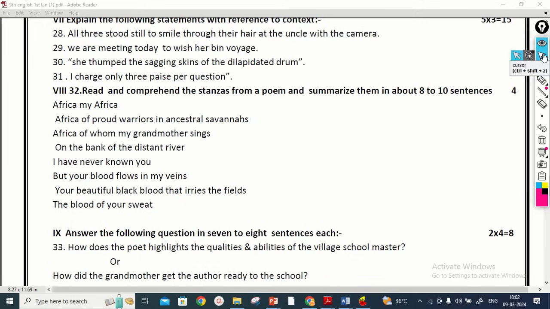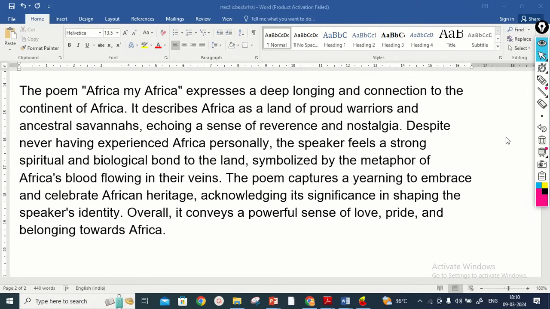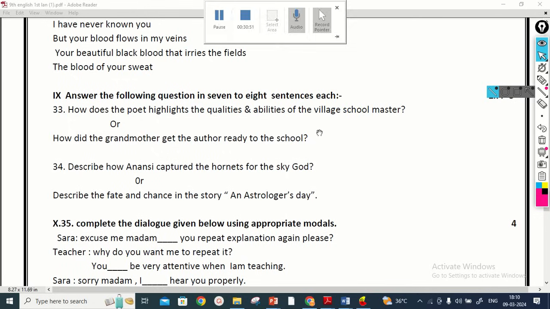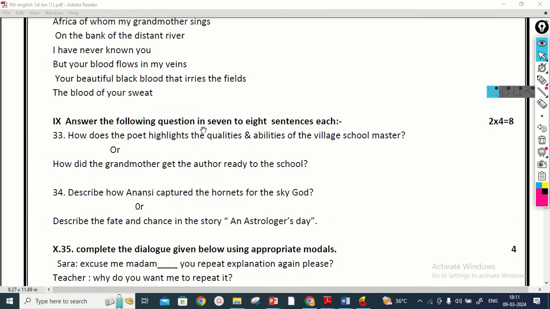If I try to write this summary, so students, this is the summary for the poem. You have to follow this summary. So by copying this one, we have to write the summary of that poem. Then it is: answer the following questions in 7 to 8 sentences each. You have to answer these questions in 7 to 8 sentences each, referring to your textbook.